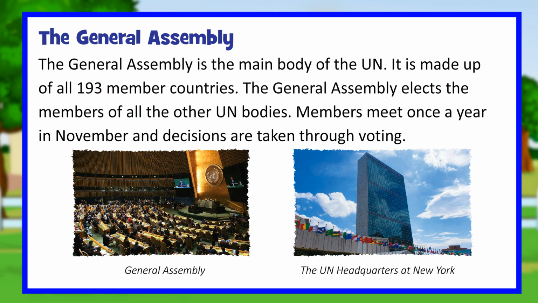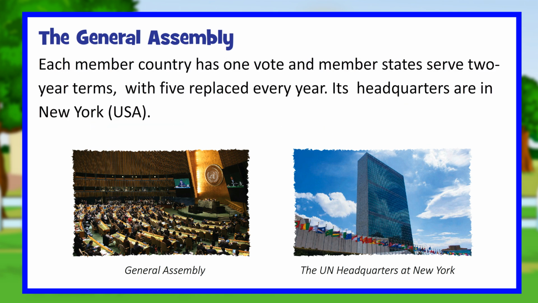The General Assembly. The General Assembly is the main body of the UN. It is made up of all 193 member countries. The General Assembly elects the members of all the other UN bodies. Members meet once a year in November, and decisions are taken through voting. Each member country has 1 vote and member states serve 2-year terms, with 5 replaced every year. Its headquarters are in New York, USA.